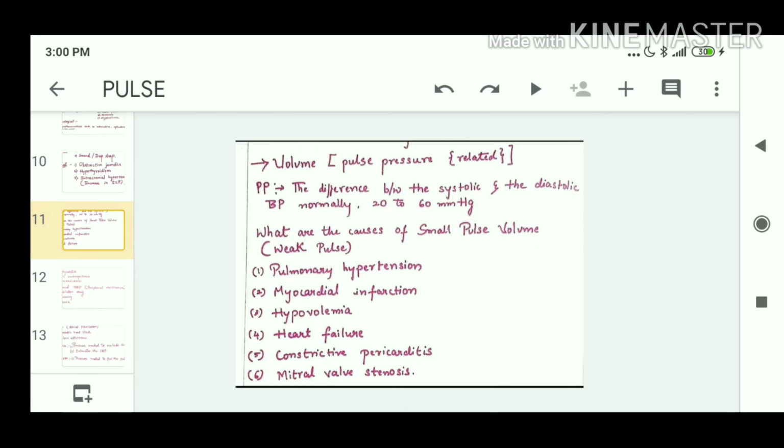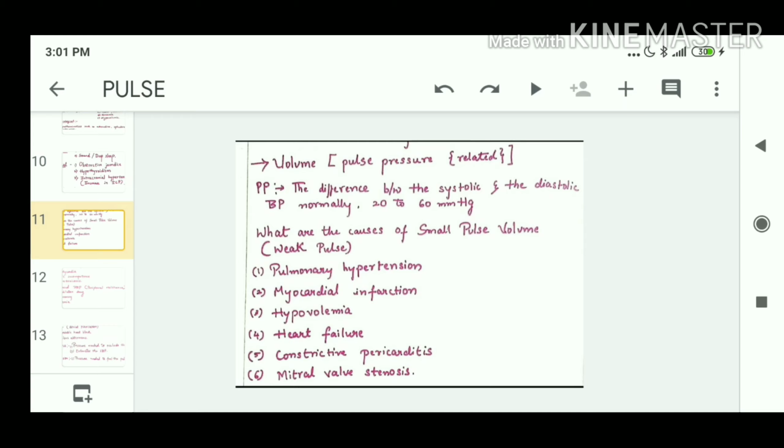Okay. Next, coming to the next character of the pulse, volume, which is related to the pulse pressure. Pulse pressure is the difference between the systolic and the diastolic blood pressure, and it will normally be between 20 to 60 mmHg. Okay.